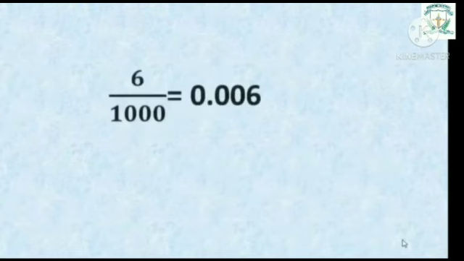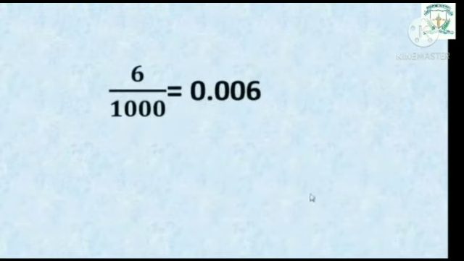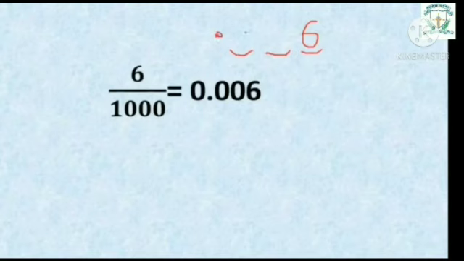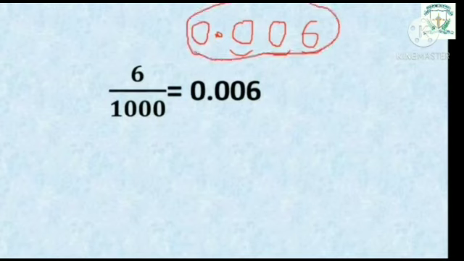6 by 1000. To get this, first note down 6. We know denominator has 3 zeros. So start from right hand side and move towards left and count there 0, 0, 6. Then we put decimal point. Next, since there is no whole number, we put 0. We get 6 by 1000 is equal to 0.006.